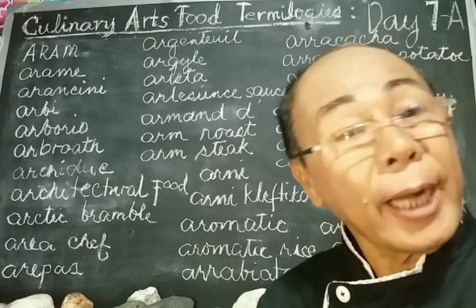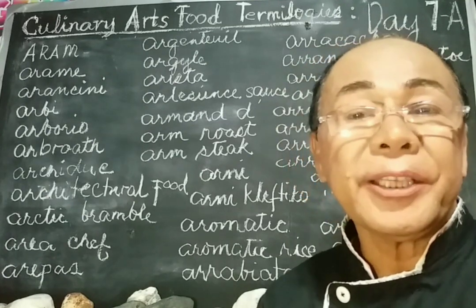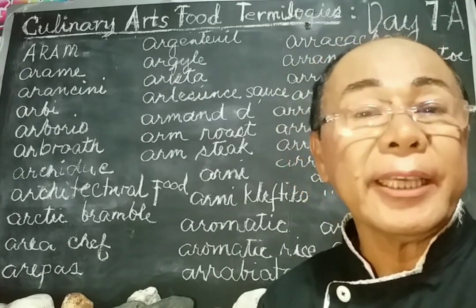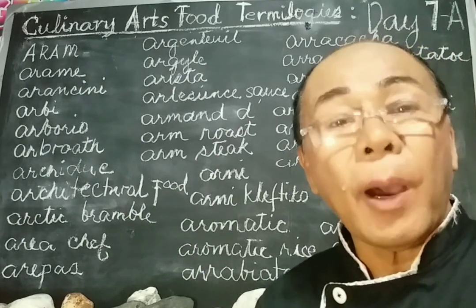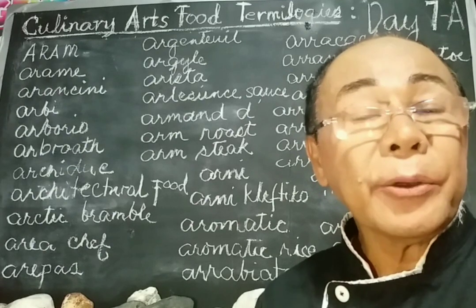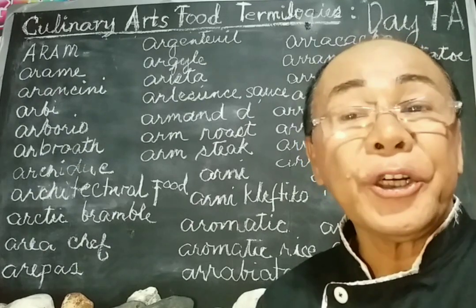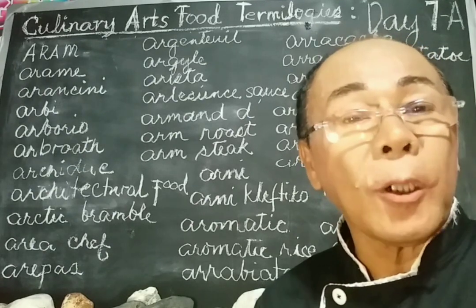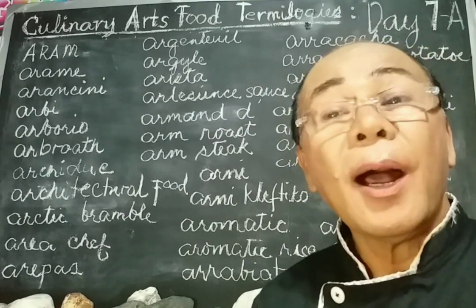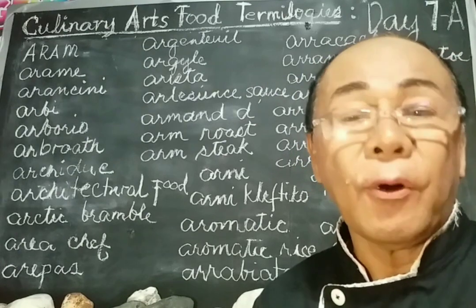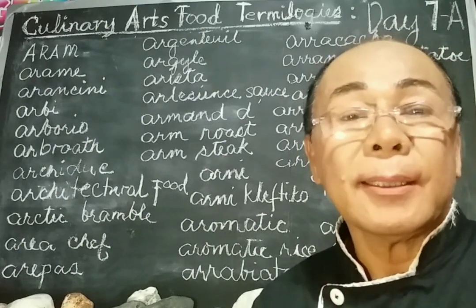Next term we have the arbi. This word arbi refers to a starchy root vegetable native to India. Next, arborio rice. This arborio rice refers to a white short grain rice with a hard core, white color, and mild flavor. It becomes creamy when cooked and is used for risotto dishes.